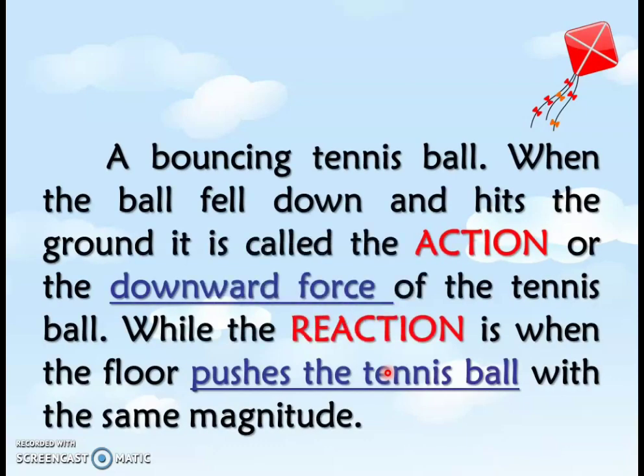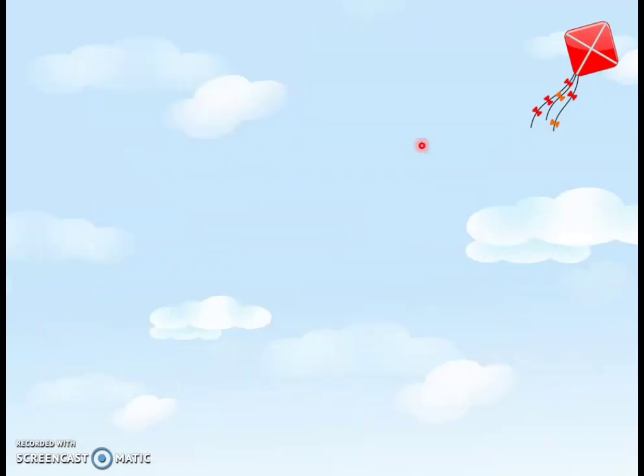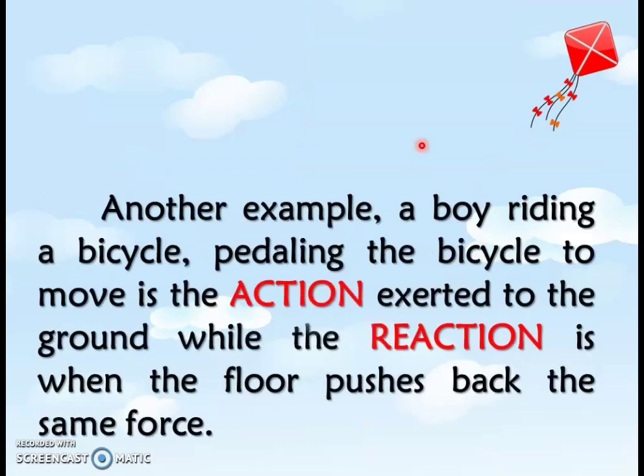Moving on to the example for action-reaction. A bouncing tennis ball. When the ball fell down and hits the ground, it is called the action or the downward force of the tennis ball. While the reaction is when the floor pushes the tennis ball with the same magnitude. To emphasize, the action is the downward force of the ball, while the reaction is the ball bouncing back. So basically, it applies to all kinds of balls.